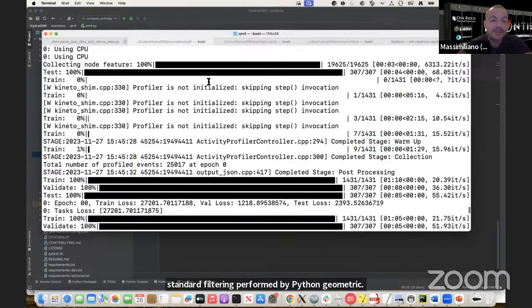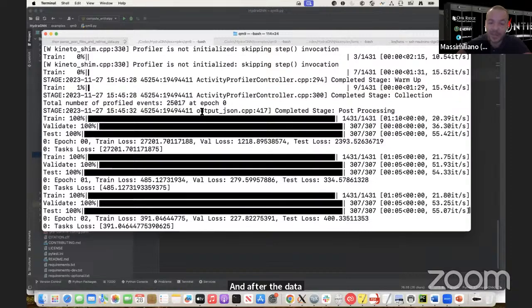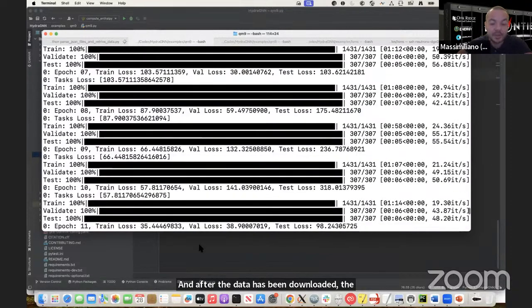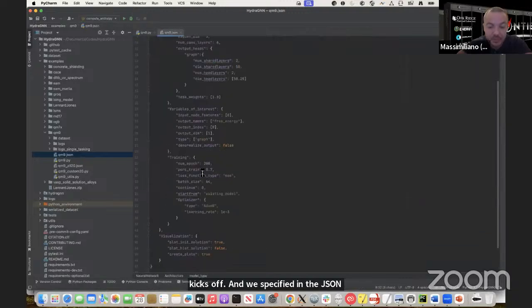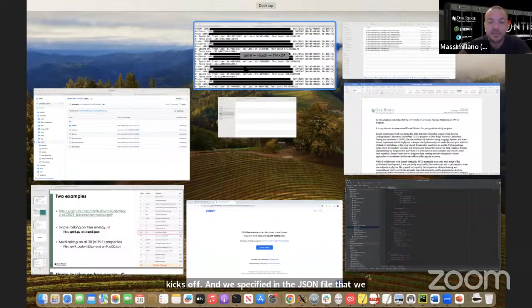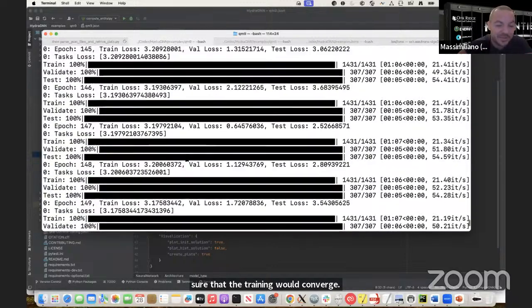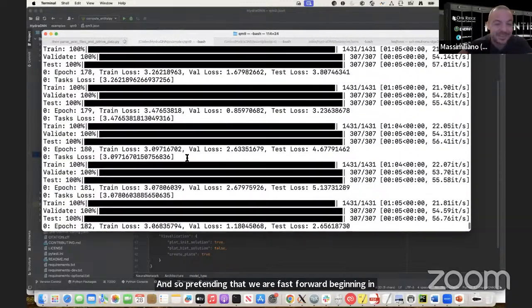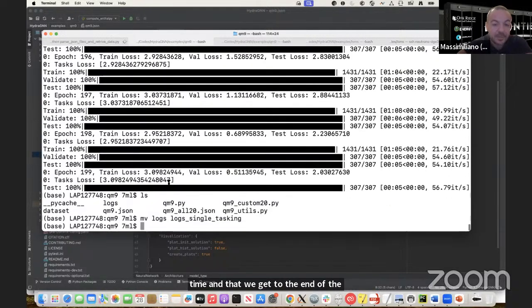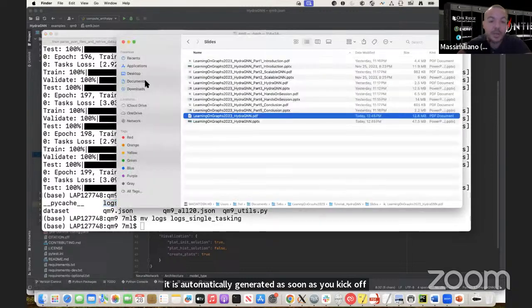And after the data has been downloaded, the training kicks off. We specified in the JSON file that we wanted to run for 200 epochs, just to be conservatively sure that the training would converge. And so, pretending that we fast forward in time and get to the end of the training, the model is saved with all the diagnostics into a logs directory. The logs directory doesn't exist at the beginning, and it is automatically generated as soon as you kick off the execution of qm9.py.